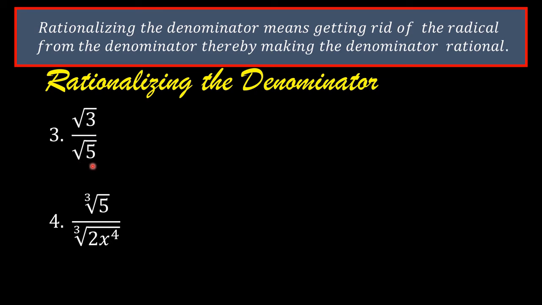And how can we do that? If we multiply the square root of 5 by the square root of 5, we will get the square root of 5 squared. And the square root of 5 squared, or the square root of 25, is equal to 5. But if we multiply the denominator by the square root of 5, we should do the same thing to the numerator. So this is now equal to the square root of 3 over the square root of 5 times the square root of 5 over the square root of 5.